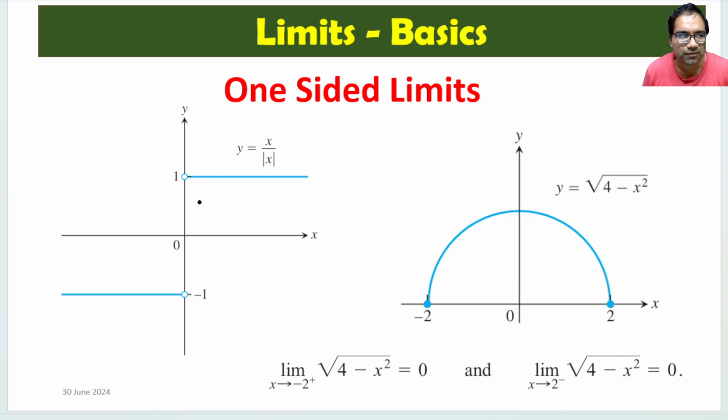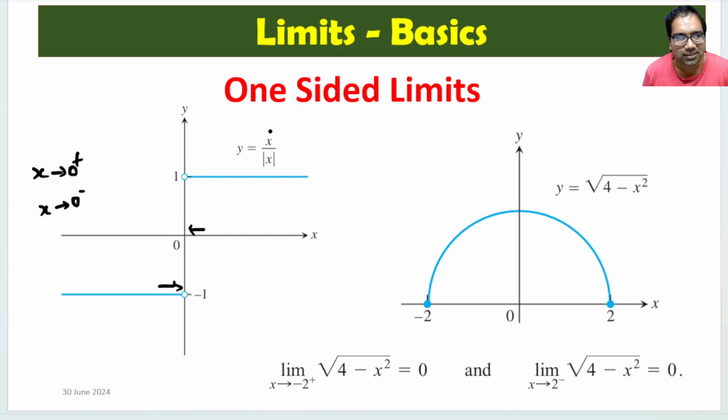When we are approaching from the right, let's say x is approaching 0 from the right, how do we write it? x is approaching 0 plus. That means we are approaching like this. When we are approaching from the left, we write it as 0 minus. It could be whatever value; if it is 10, then 10 plus and 10 minus. 10 plus means we are approaching from the right, 10 minus means we are approaching from the left.